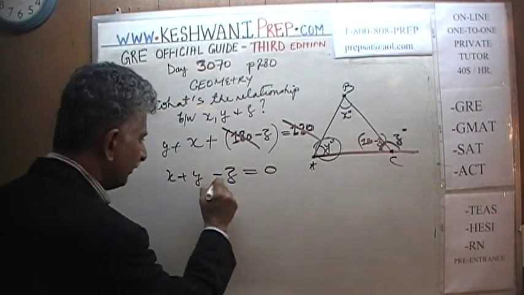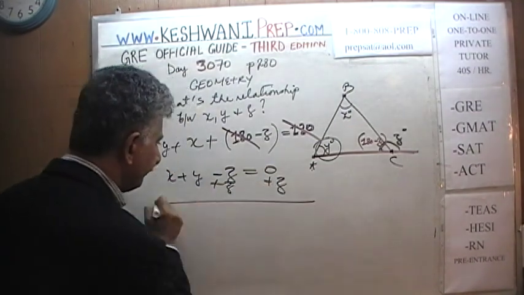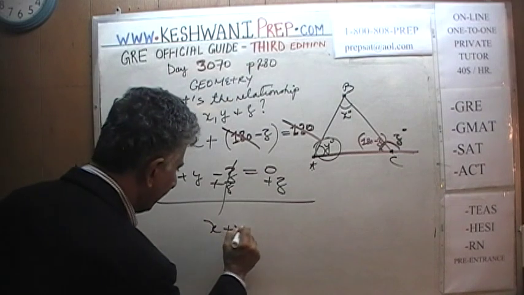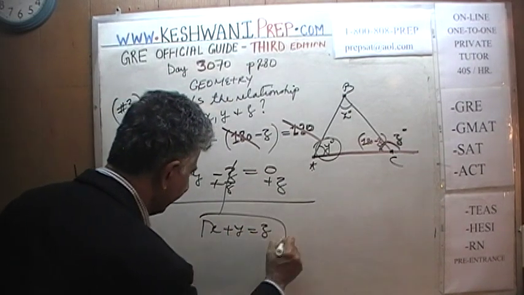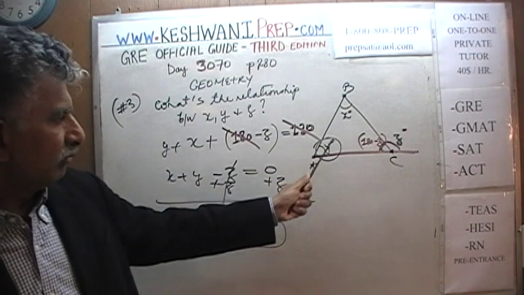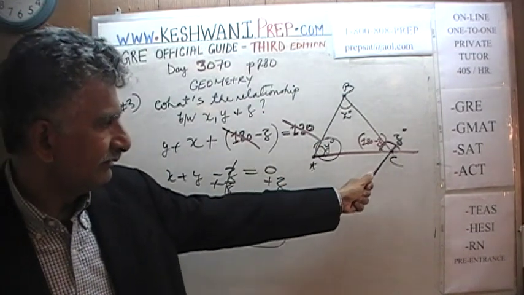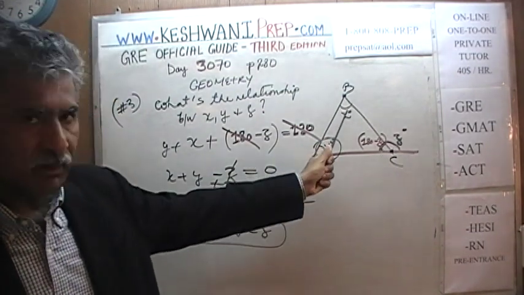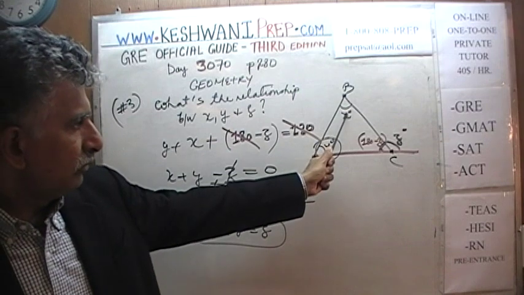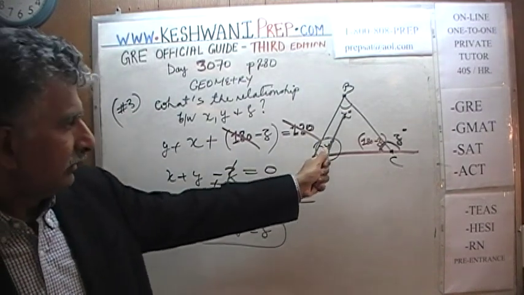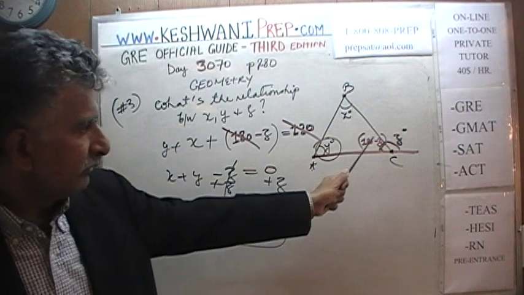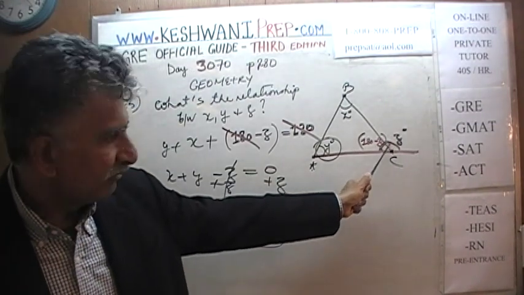If you add z to both sides, z is going to cancel out and x plus y equals z. That's the relationship. X plus y equals z, right here, z. The sum of the two opposite interior angles. This is called interior angle, this is the exterior angle, because it sits on the outside.